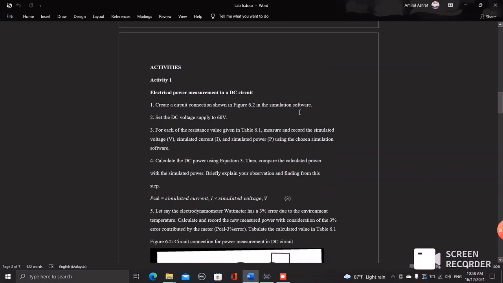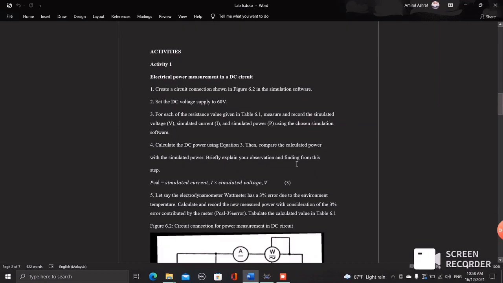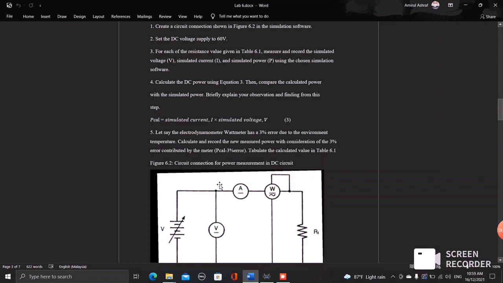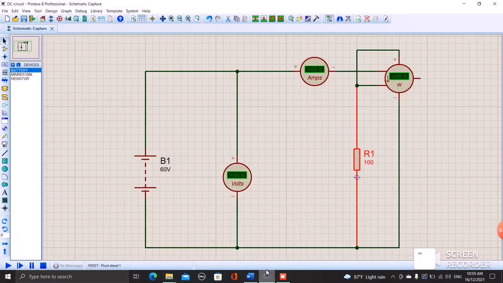And then calculate the DC power using equation 3. Then compare the calculated power with the simulated power. Okay. Now I will simulate this circuit in Proteus. This is the circuit that I created like the figure.